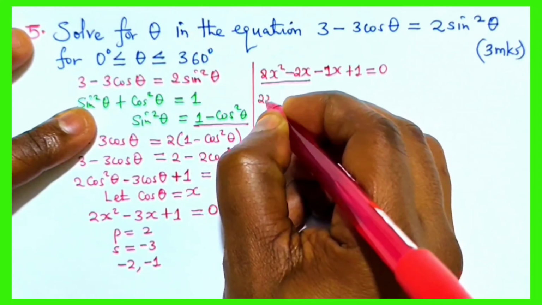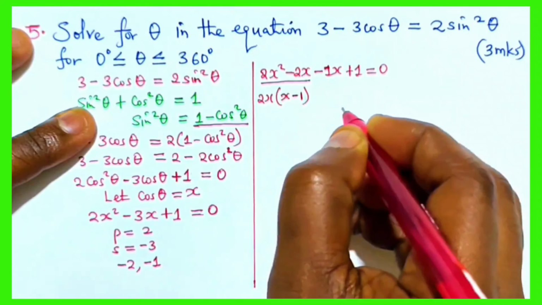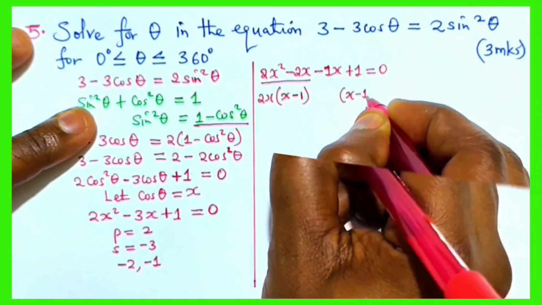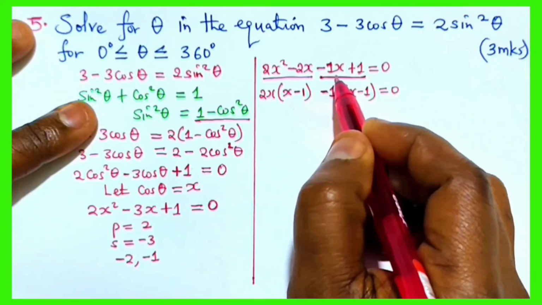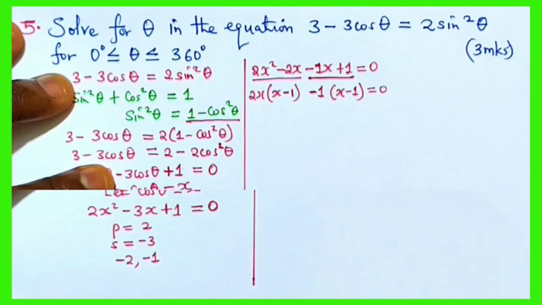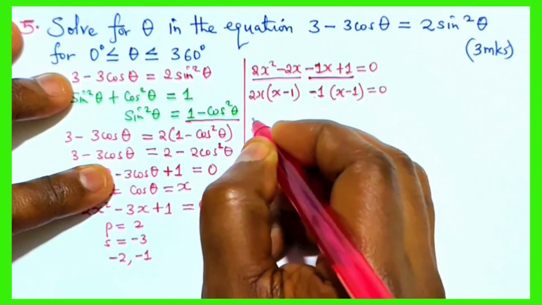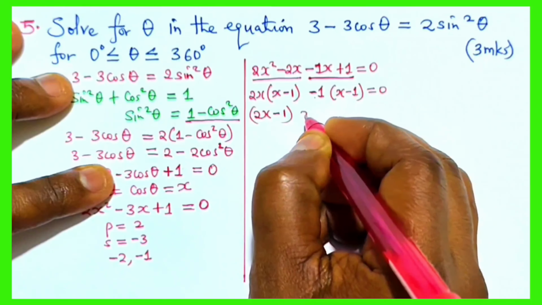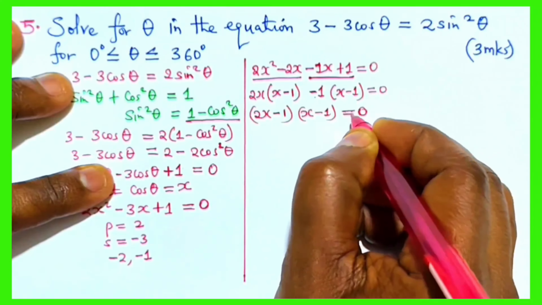And therefore, we can factor out 2x in the first two terms. We are going to have 2x into x minus 1. And then you can also consider factoring out negative 1 to be equal to 0. That means I've considered the factoring out of the last two terms. And therefore, the two factors will be, we consider what is outside the brackets, which is 2x minus 1, and then we pick one of the brackets, and this will be equal to 0.